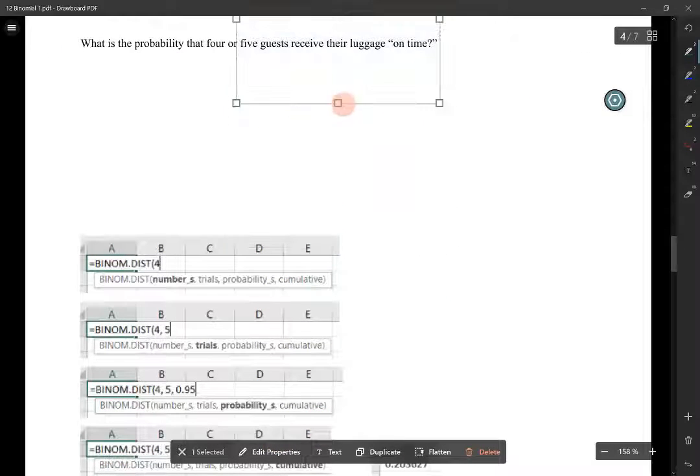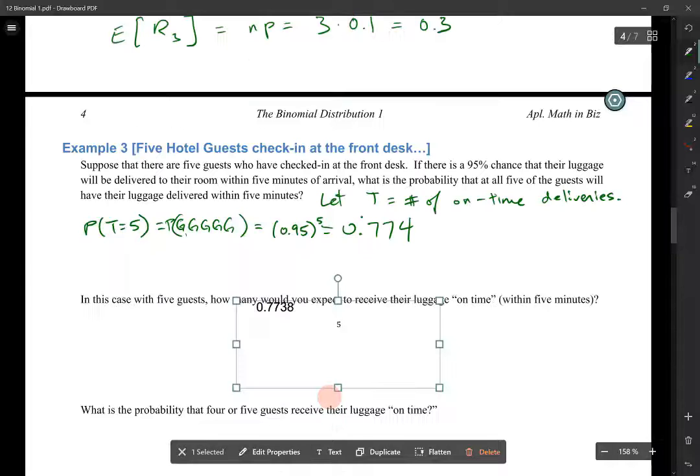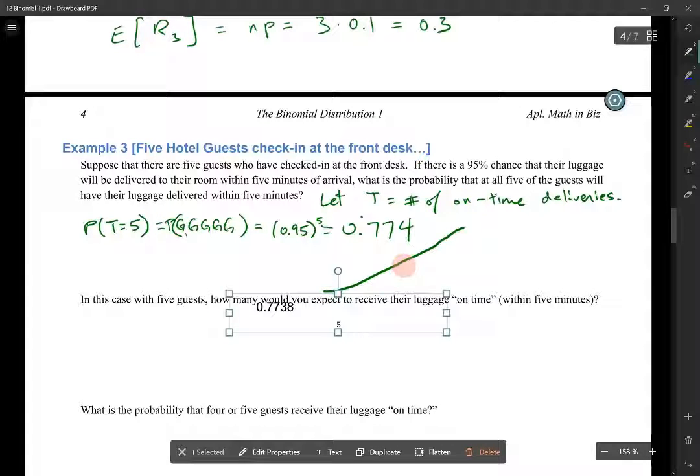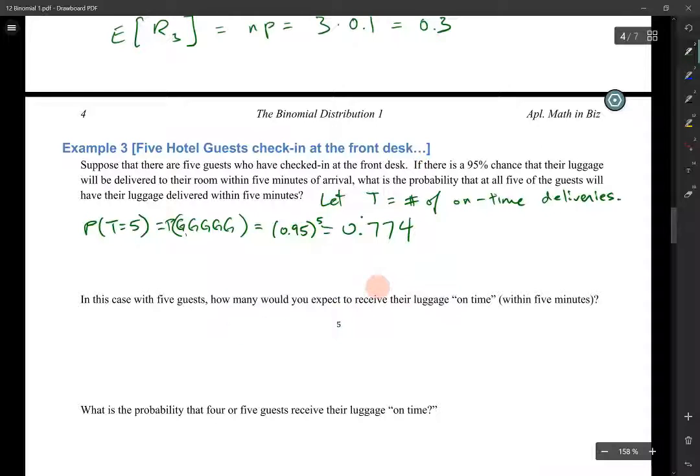I guess it could possibly work out. Oh, never mind, we got it. Oh, yeah. Okay.